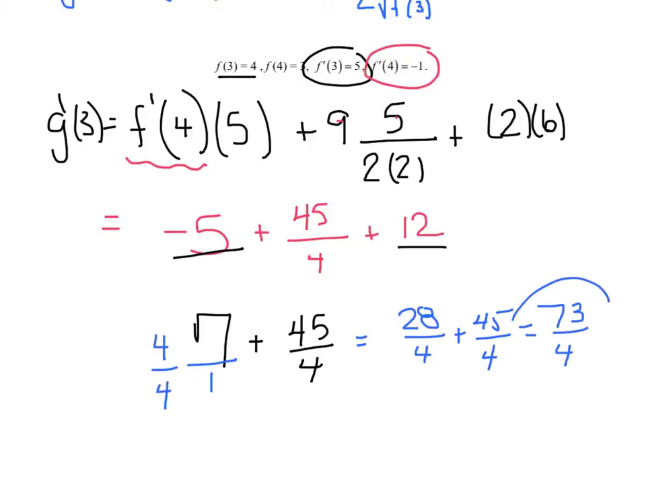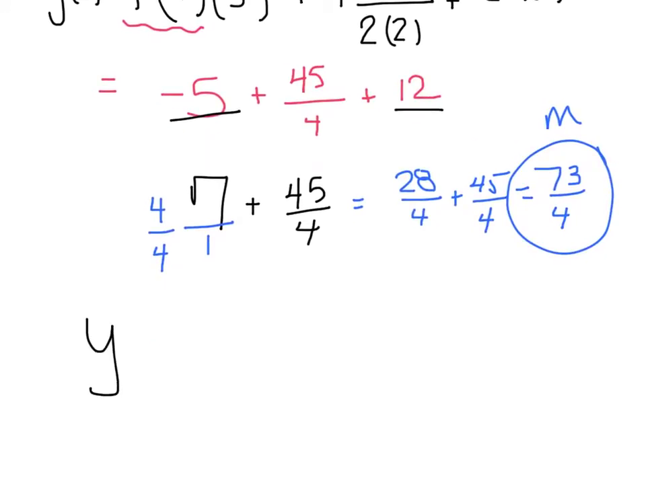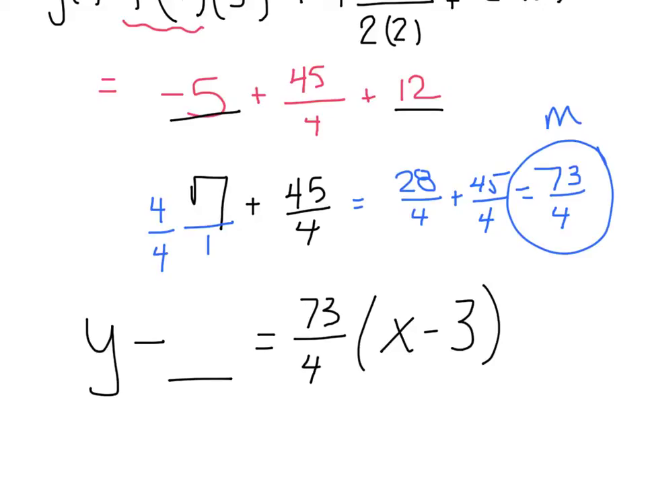And remember, that represents my slope. So as I put all of this together, I've got y minus my y value equals my slope times x minus whatever my x value was, which I believe was a 3. And if I scroll back up, I think my y value that we found was 21. And there you have it.